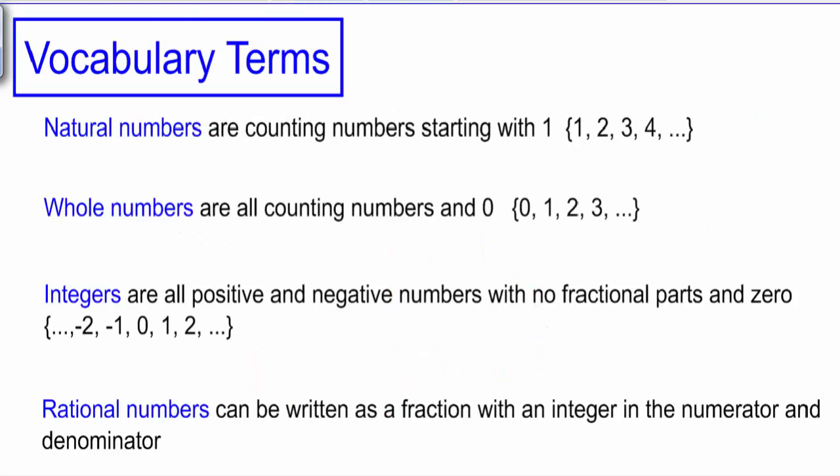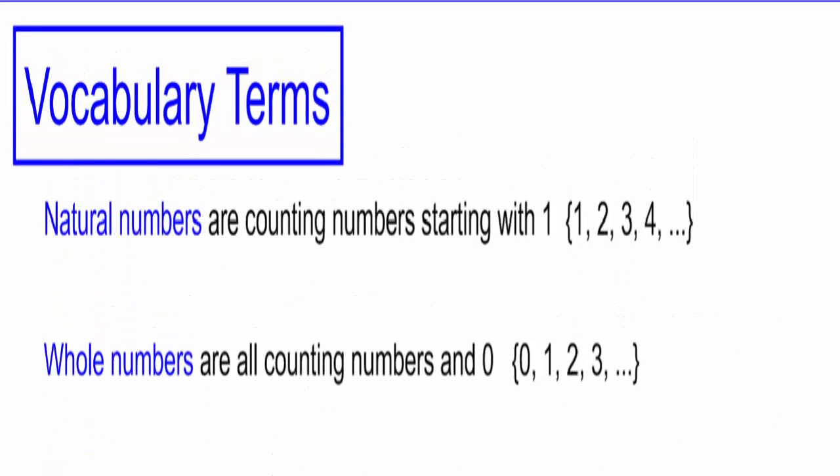All right, some vocabulary to get down. So we'll start with natural numbers, the first numbers you learned. These are all the counting numbers starting with 1. So for instance, we have 1, 2, 3, 4, and so on and so forth. Then we have whole numbers. And these are all of our counting numbers, the ones that we looked at previously, and 0. So 0 is included in the whole numbers. Our whole numbers are 0, 1, 2, 3, 4, and so on.